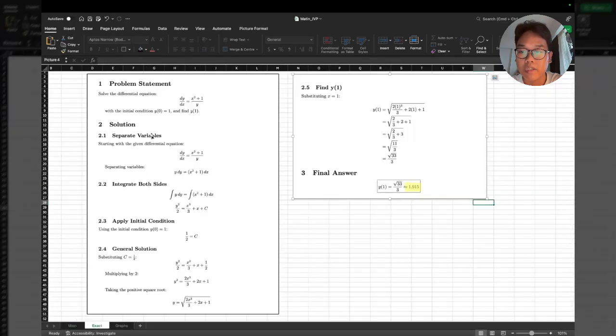Firstly, separate the variables on the left and right hand side. Take the integral on both sides and apply the initial condition of when x equals 0, y equals 1. Doing so, you get c equals 1/2. Substituting the value of c and solving for y, you get this equation. Now, input x equals 1, and your final answer is y equals 1.91485. Rounded off to 3 decimal points, 1.915.